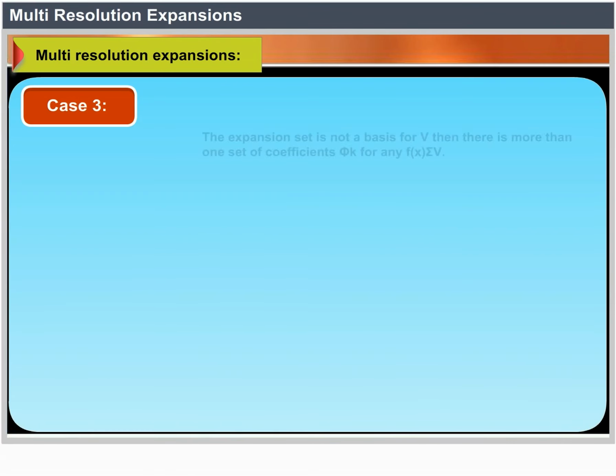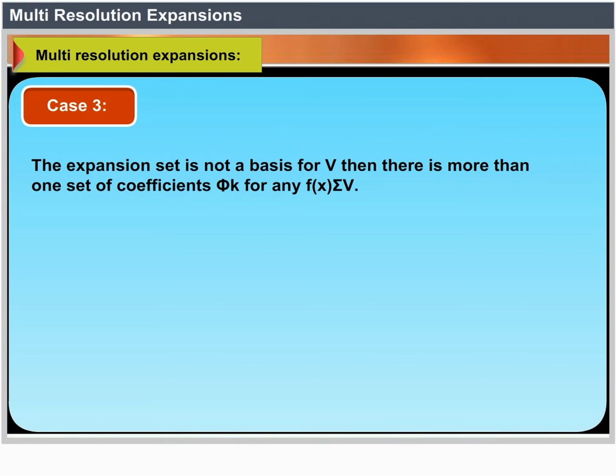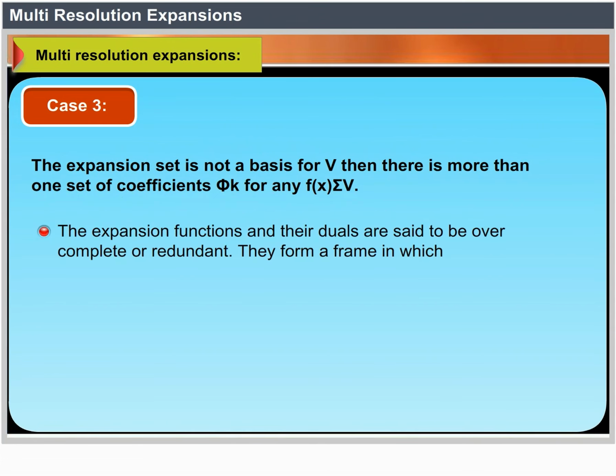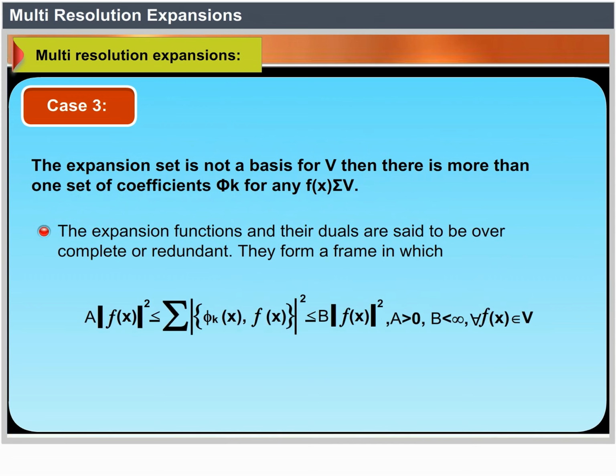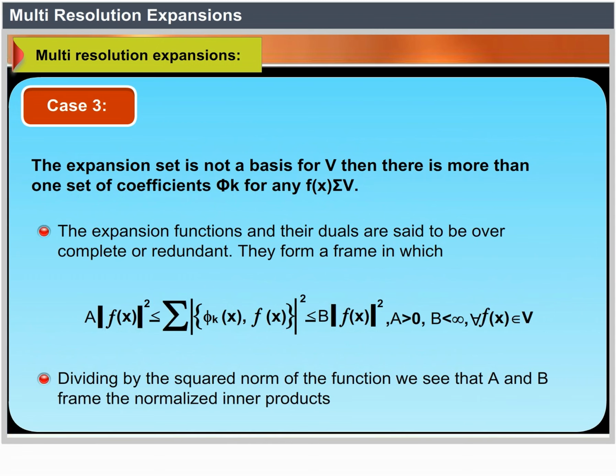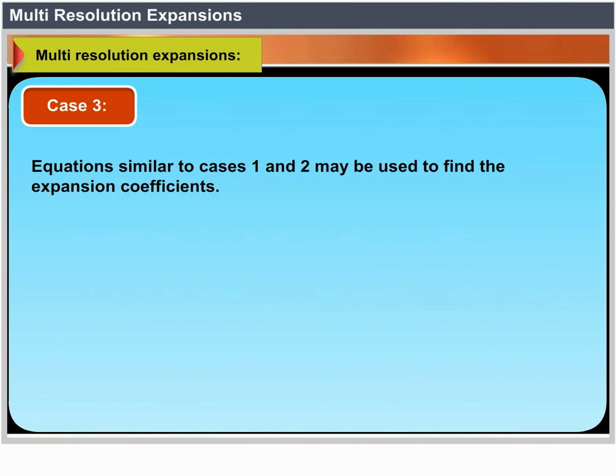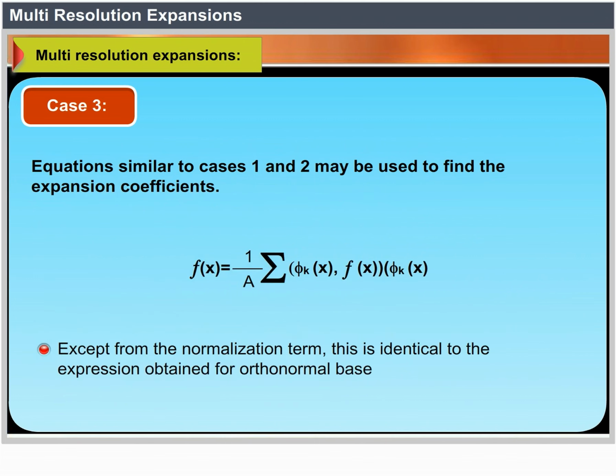Case 3: the expansion set is not a basis for V. Then there is more than one set of coefficients alpha k for any function f of x in V. The expansion functions and the duals are said to be overcomplete or redundant. They form a frame in which, dividing by the squared norm of the function, we see that A and B frame the normalized inner products. Equations similar to cases 1 and 2 may be used to find the expansion coefficients. Except for the normalization term, this is identical to the expression obtained for an orthonormal basis.